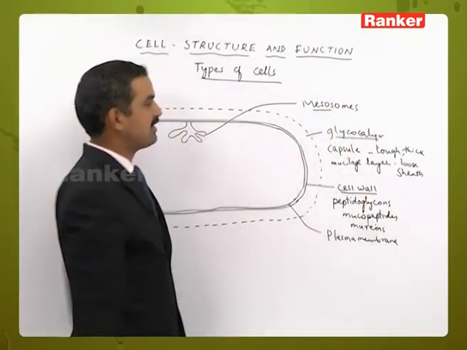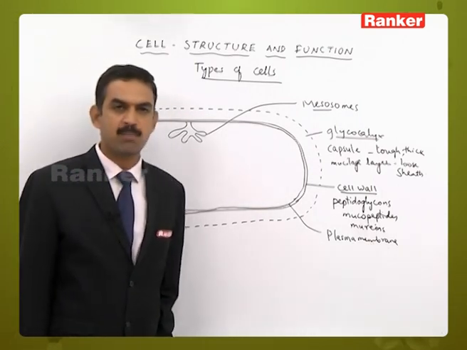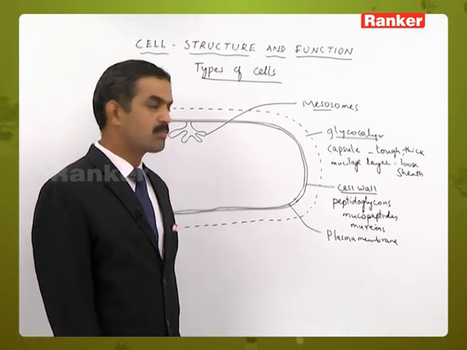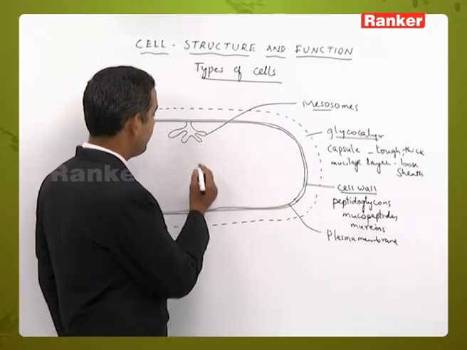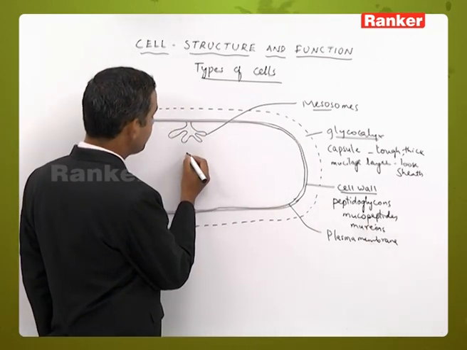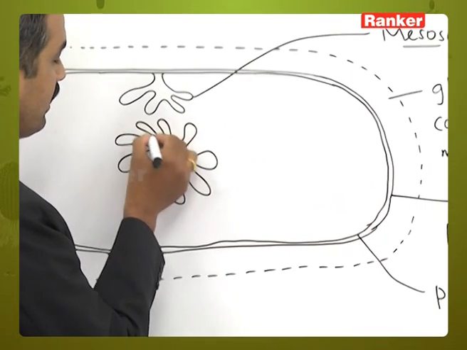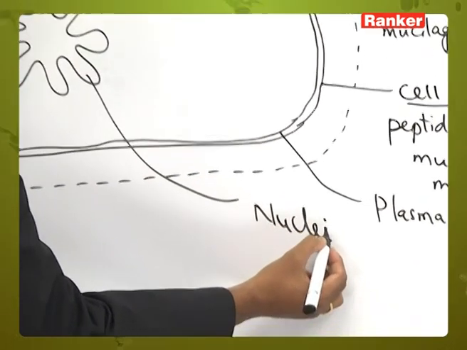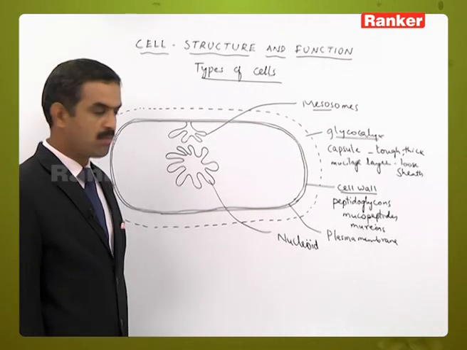Mesosomes are concerned with various functions. They are the structures which help in replication, and to some extent they are considered to have respiratory enzymes. Then in the cytoplasm we can see the presence of the genophore, that is the nucleoid, which is represented by a single double-stranded naked DNA molecule.